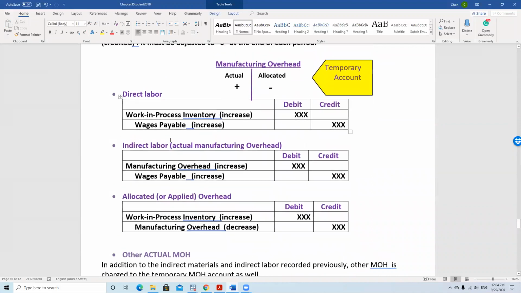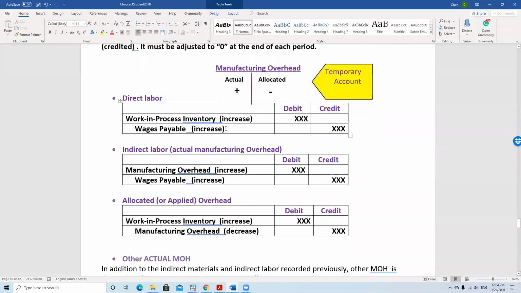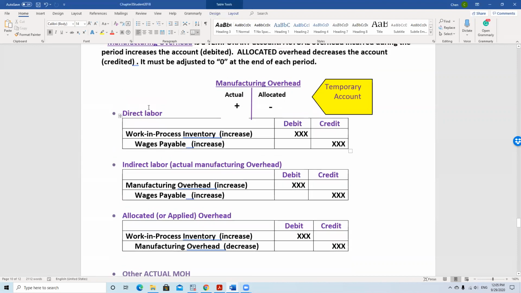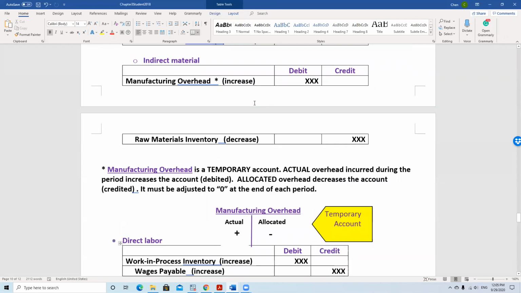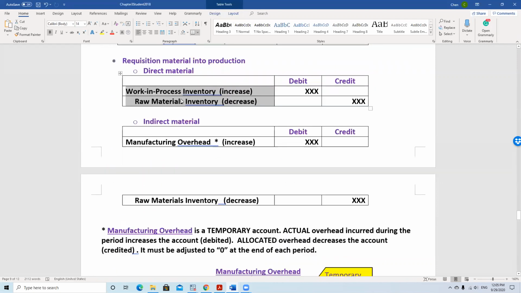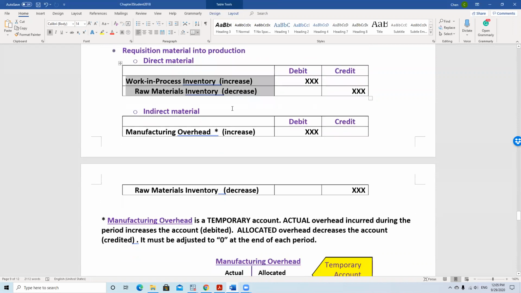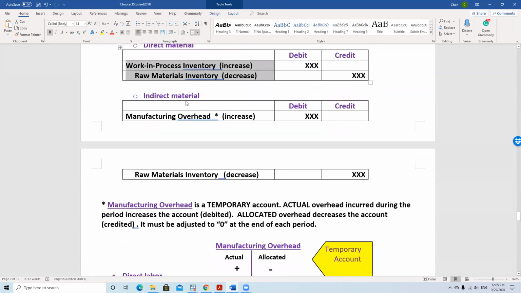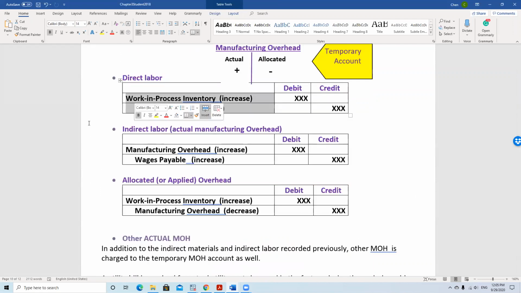When we record direct labor, we have an increase in work in progress when we have a credit of wages payable. In this way, we increase our work in progress inventory. If you look back here, this shows you how the raw material inventory flows to work in progress inventory. And this one shows you how direct labor flows to work in progress inventory, okay?